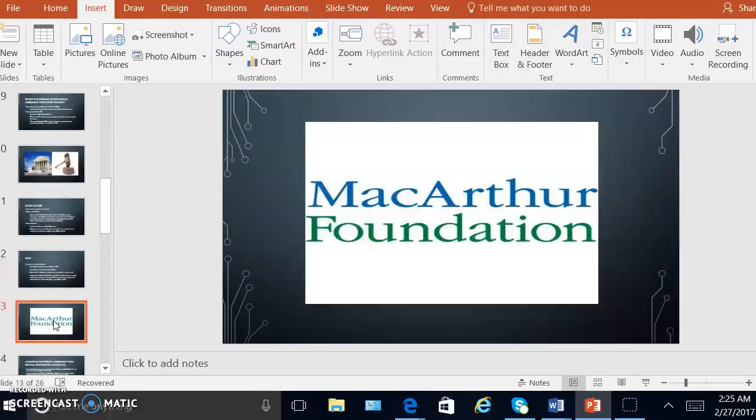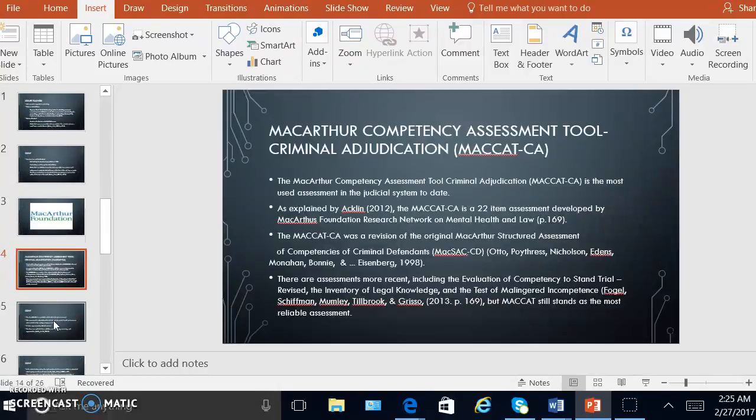And now we're going to move on to the MacArthur Competency Assessment Tool. This is the one that is most used as an assessment in the judicial system to date. It is the most reliable.